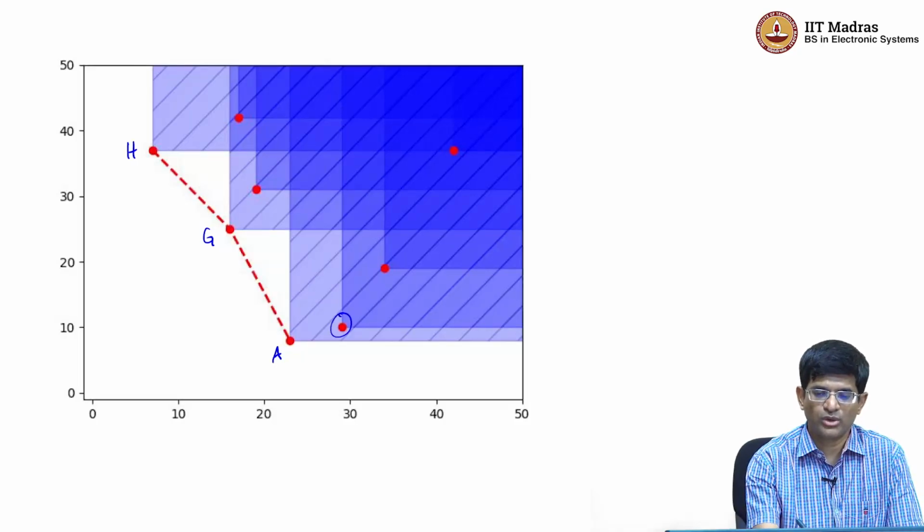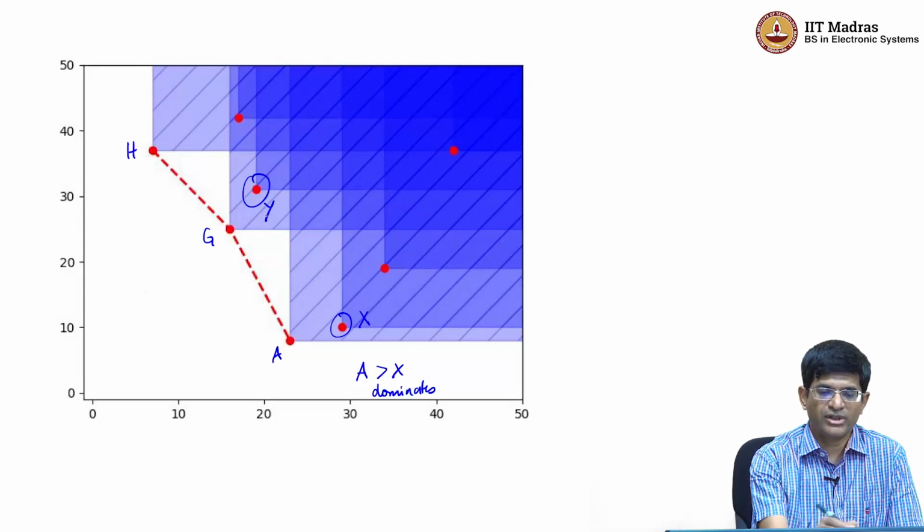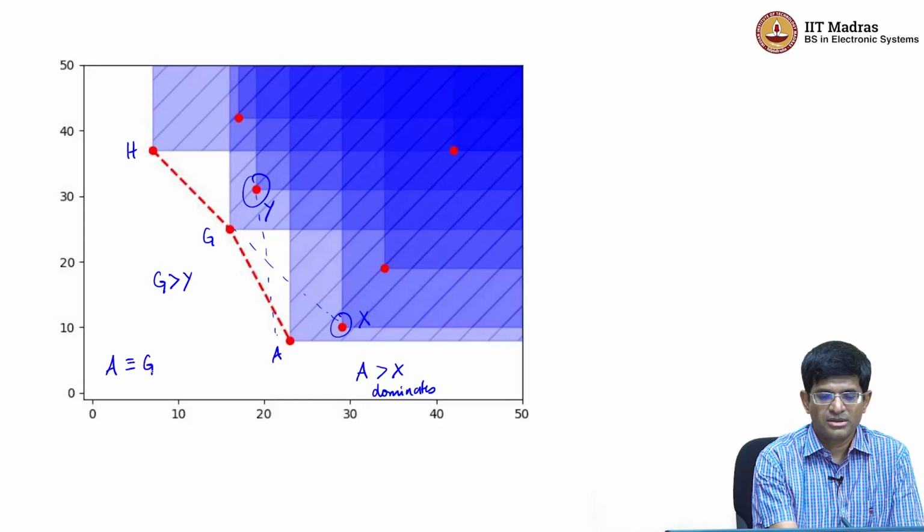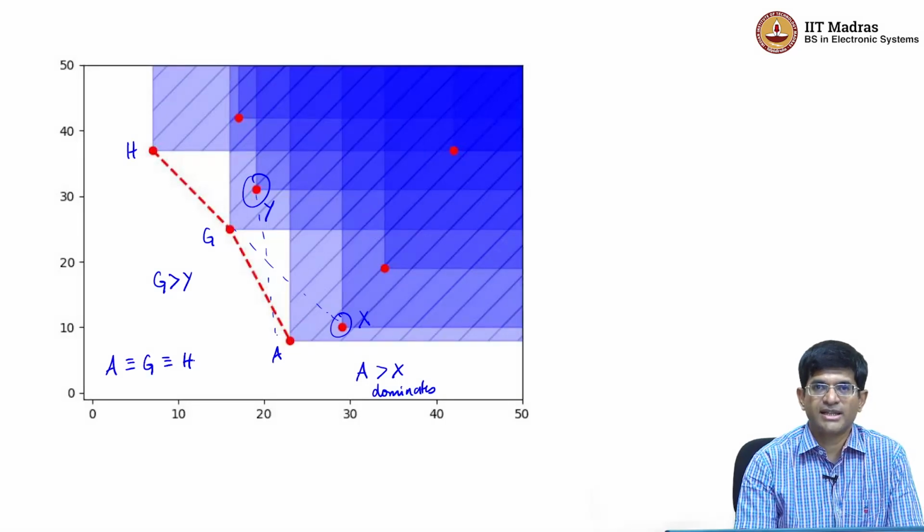So for example, this one out here, I'll just call it X, right. A completely dominates X, and as far as this is concerned, if I call this Y, G completely dominates Y. What about A versus Y? No, A does not dominate Y. Similarly, G does not dominate X, but I don't care. There's at least one solution that dominates X, one solution that dominates Y. They are no longer in the picture. But A, G and H in this case are equivalent.